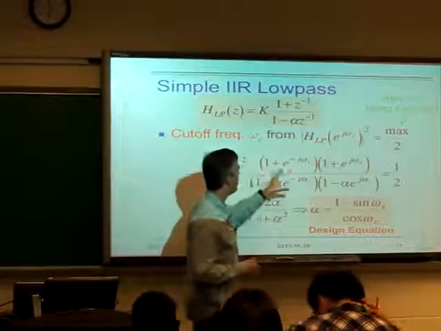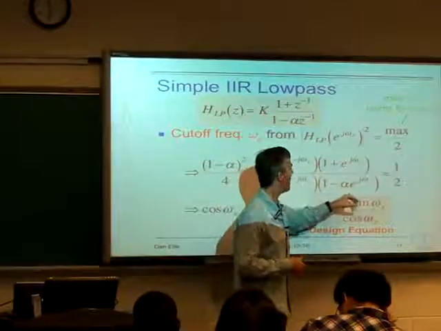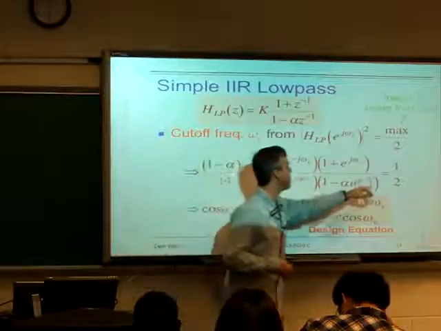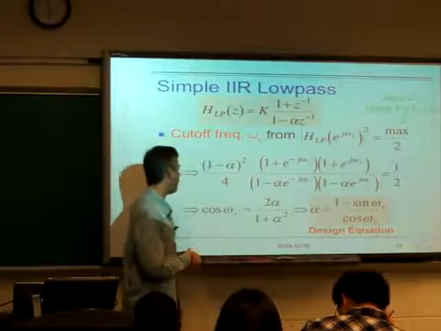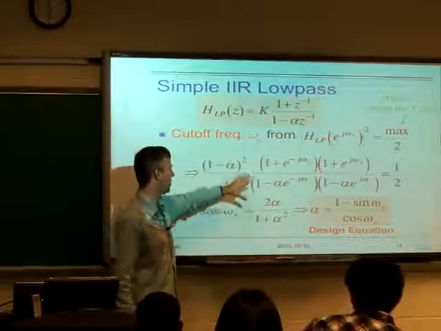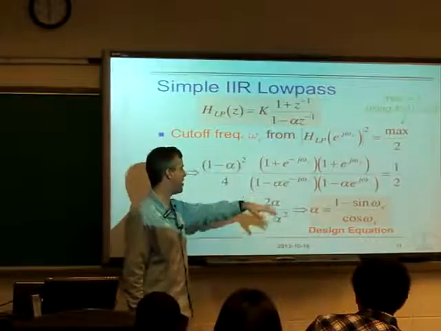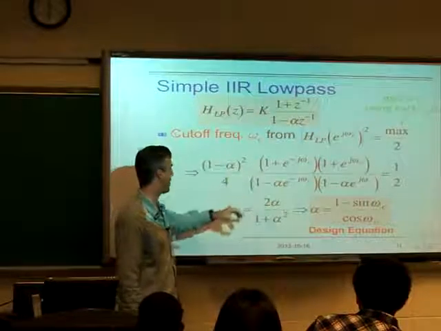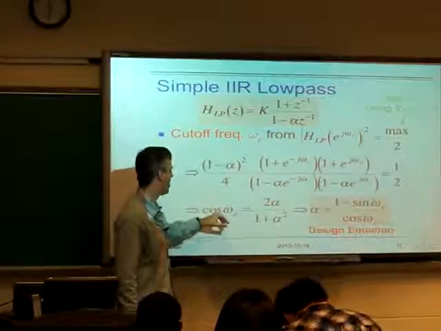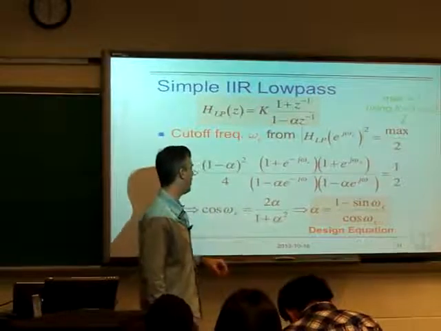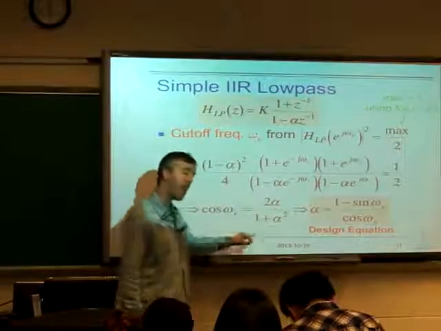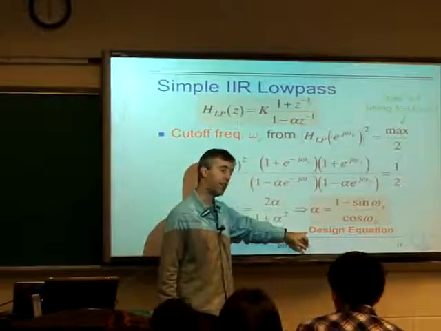We end up with an equation here in terms of e^(j omega_c) and alpha, and we're trying to solve for when that is equal to a half. If we do the trick of converting the e^(j omega)s into cosines, it's going to work out because this is going to give us a real answer. We get an expression in terms of cosine omega_c and alpha, which we can then turn around to give us alpha in terms of omega_c. And now we've actually got a design equation.